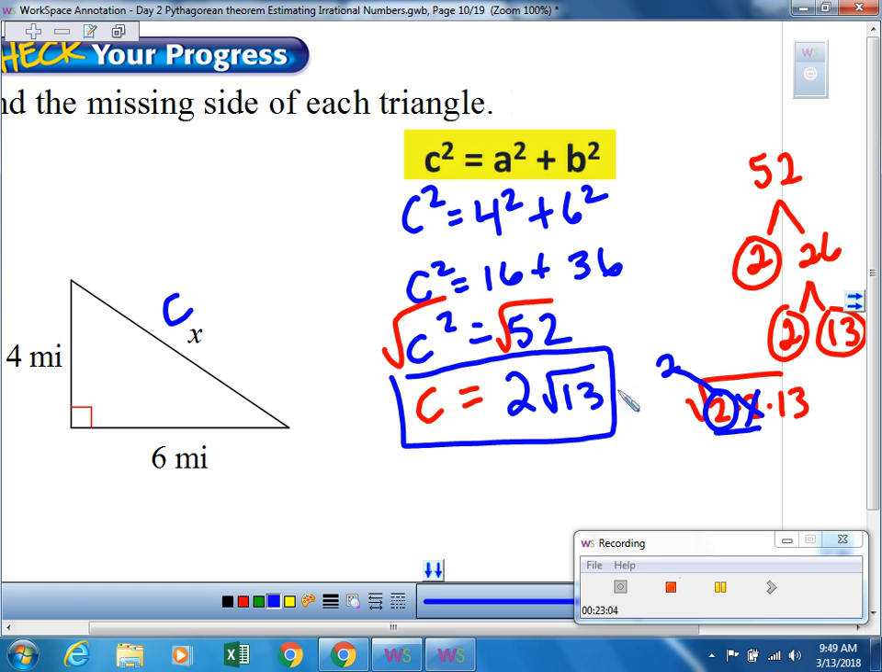Okay, and technically we should be labeling these miles. Your answers should be labeled. This one I'm not as picky, but you should be labeling them.